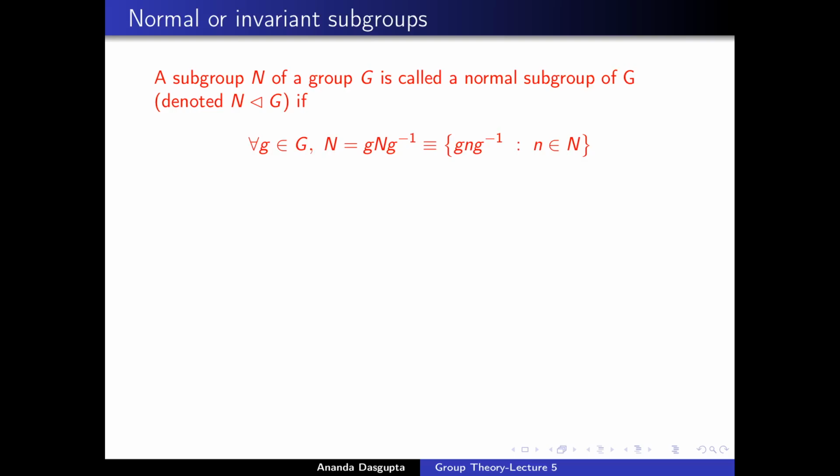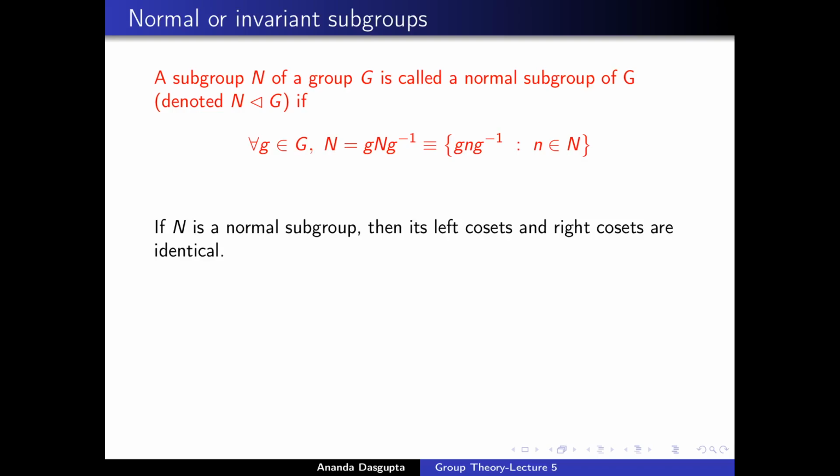Now, one very special property which normal subgroups have is this. If capital N is a normal subgroup, then its left cosets and right cosets are identical. Now, this is trivial from what we had in the last slide. Remember, if H bar is g H g inverse, then small g H, the left coset of capital H with respect to small g, must be the same as H bar small g, that is the right coset of H bar with respect to small g again.